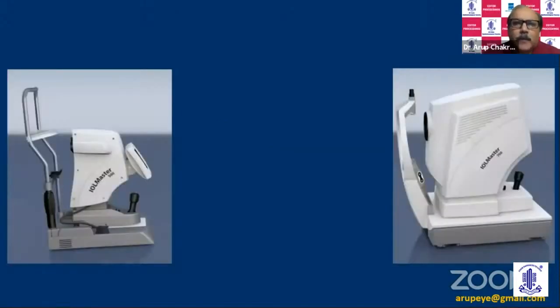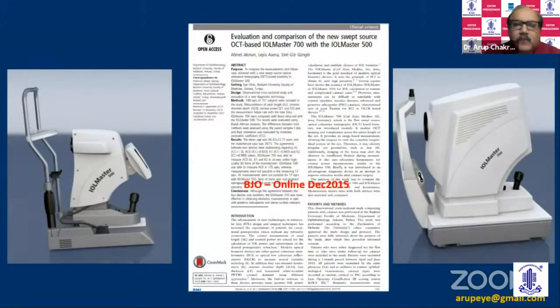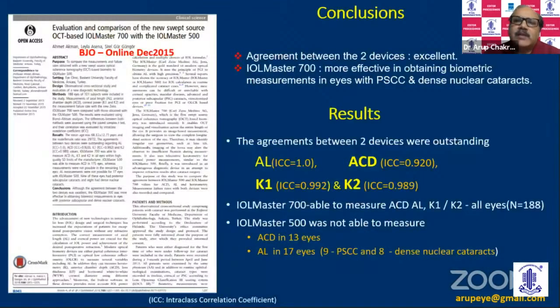Many of us have gone into the swept source OCT-based optical biometer. And again, the question comes up, how does it compare with the older generation, the previous version of the optical biometer, the 500? So again, I refer to the BJO 2015 issue, and it said that there's a good agreement between the two devices.